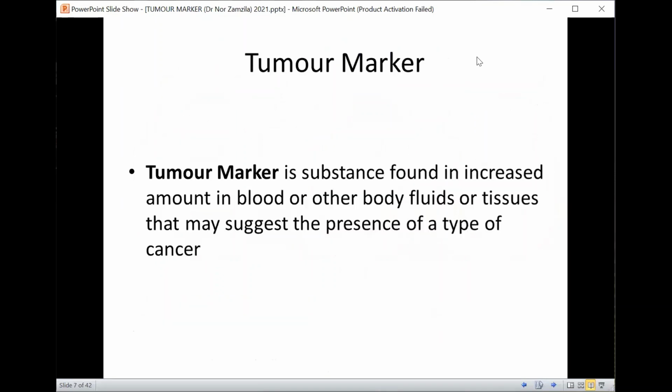So what is a tumor marker? A tumor marker is a substance that is found in high amounts in blood, other body fluids, or tissue that suggests the presence of a certain type of cancer. This is what we call a tumor marker. Tumor markers can be in serum, in tissue, or in any body fluids. But what I'm going to talk about today is only tumor markers that are present in the blood. There may be tumor markers under histopathology and immunohistochemistry, but I'm not going to discuss that in this lecture.